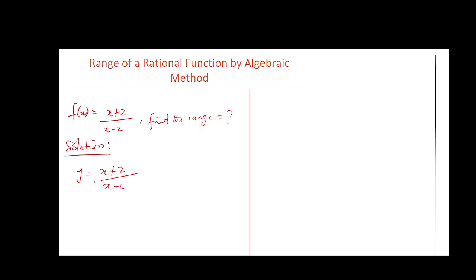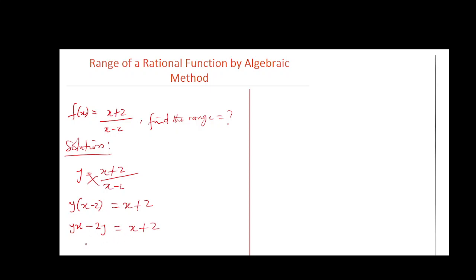Now if we cross multiply, we are going to have that our y multiplied by x minus 2 will be equal to x plus 2. If we expand this, we are going to have that our yx minus 2y will give us x plus 2. So what do we do from here?